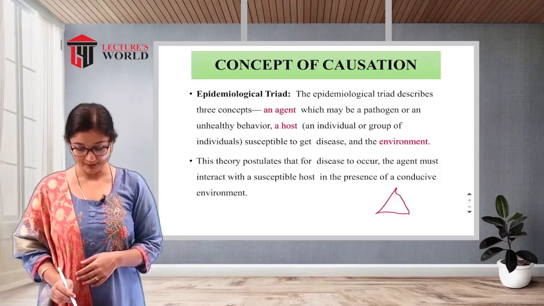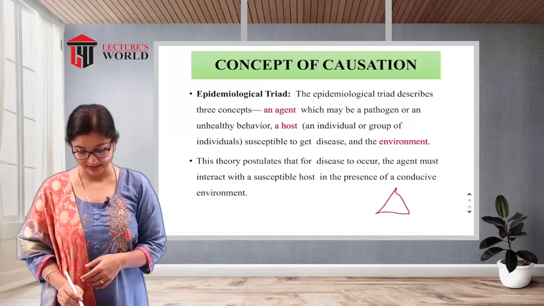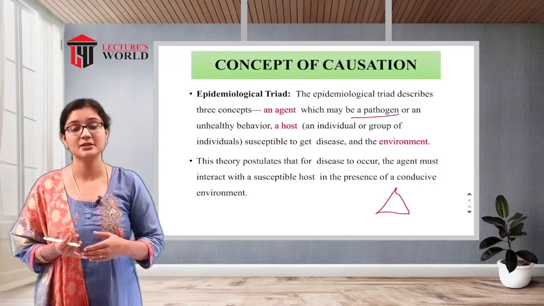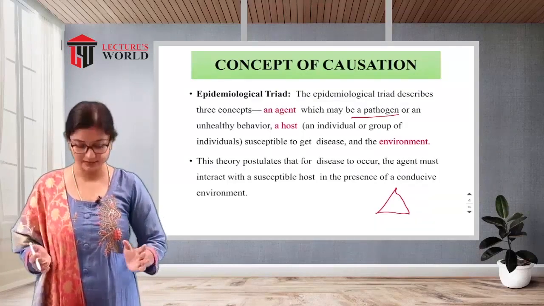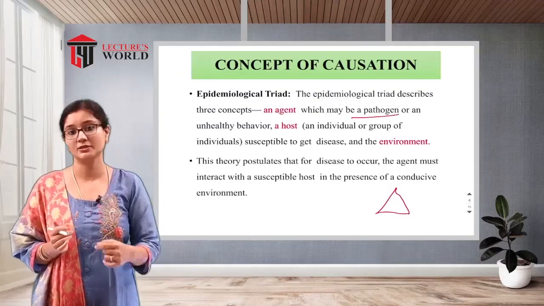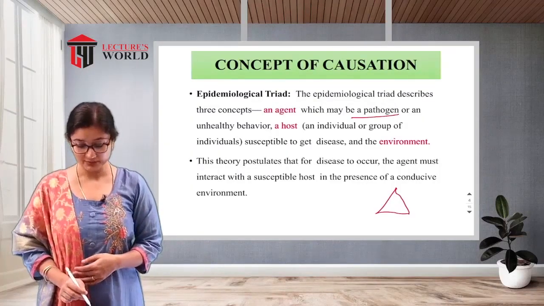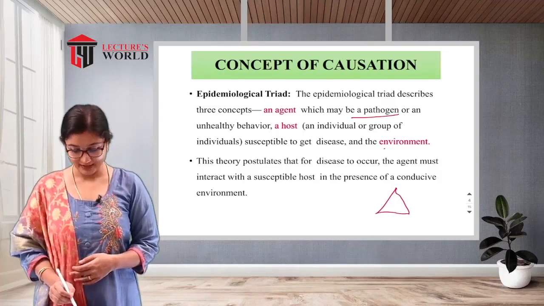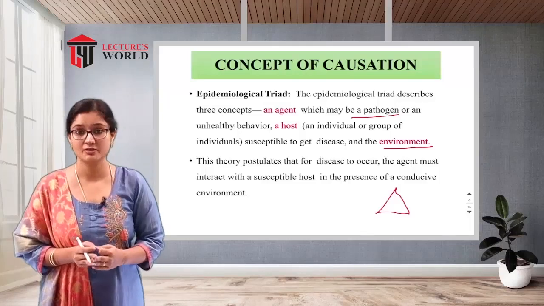Agent, which may be a pathogen or an unhealthy behavior. Most commonly we call an agent a pathogen. For example, an agent can be a virus, fungi, bacteria, or any microorganism. Next, a host. Host is nothing but an individual, a person or a group of persons susceptible to getting a disease. And environment. So there are three main concepts in the epidemiological triad.